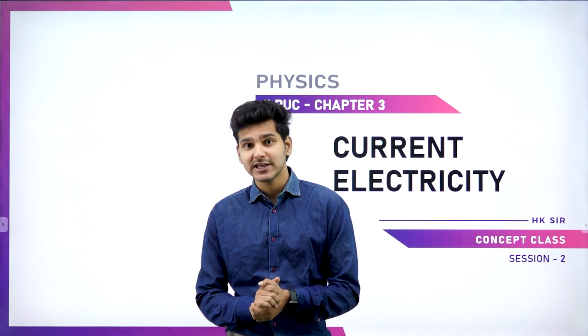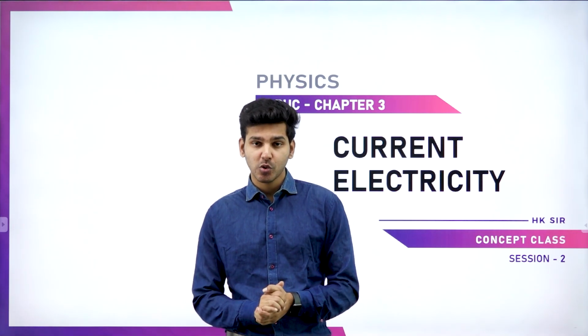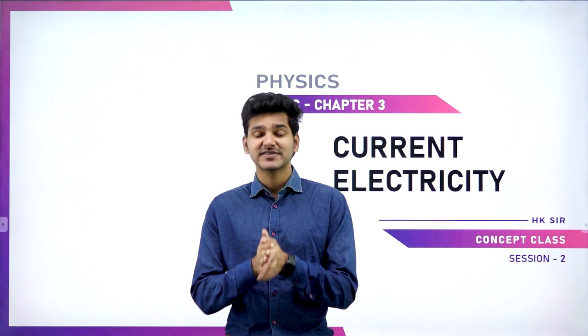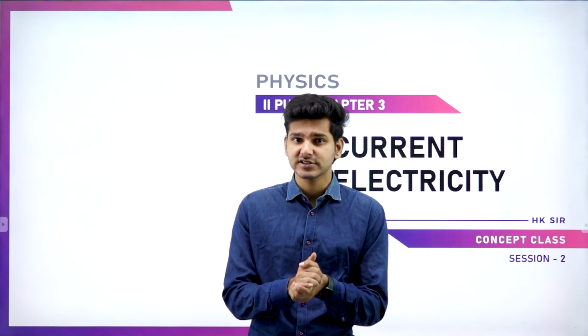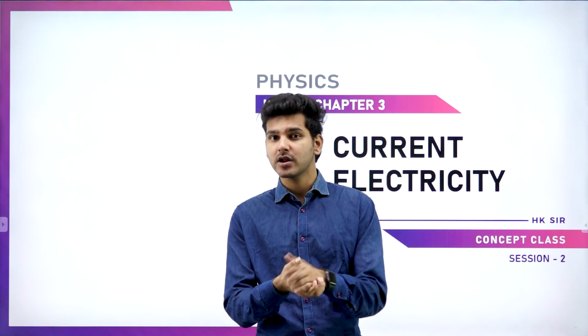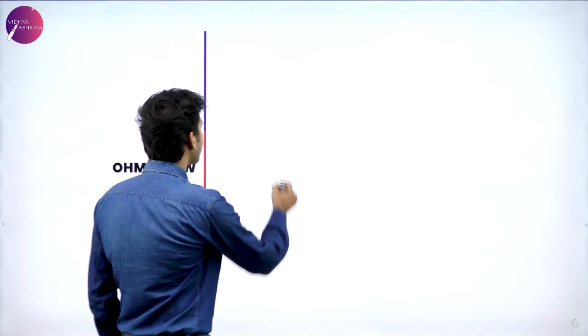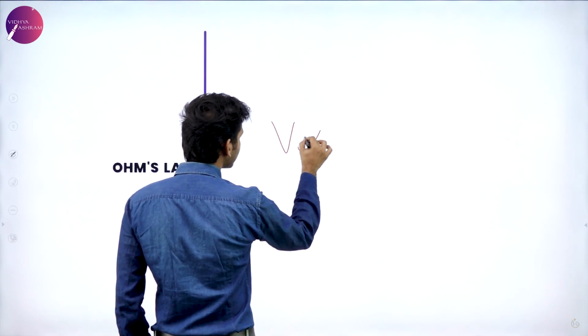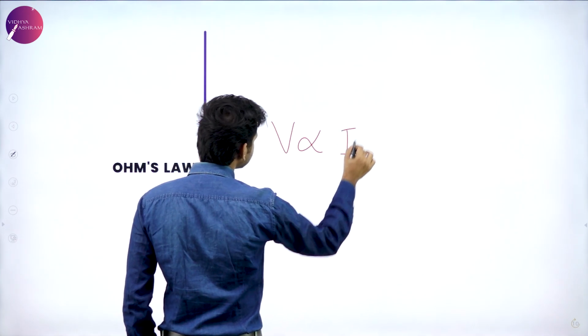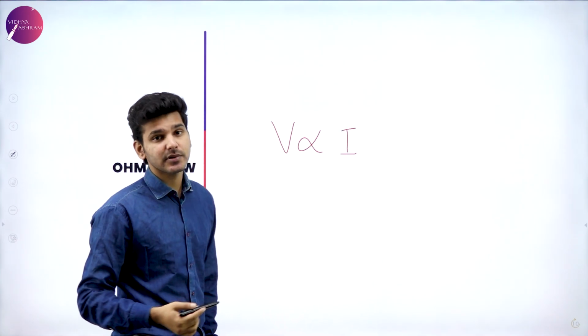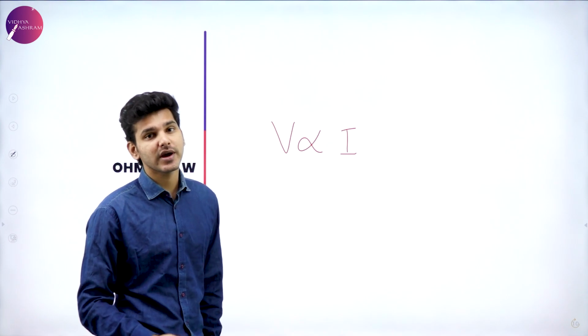Now we are going to deal with Ohm's law. So what does Ohm's law actually mean? We have seen that several times in your lower classes, so we are going to take a closer look at Ohm's law. In the previous class, we discussed how we can actually derive Ohm's law and how we can find the relation between V and I. So from that, we know V is directly proportional to I. That is, voltage is directly proportional to current flowing through a conductor.